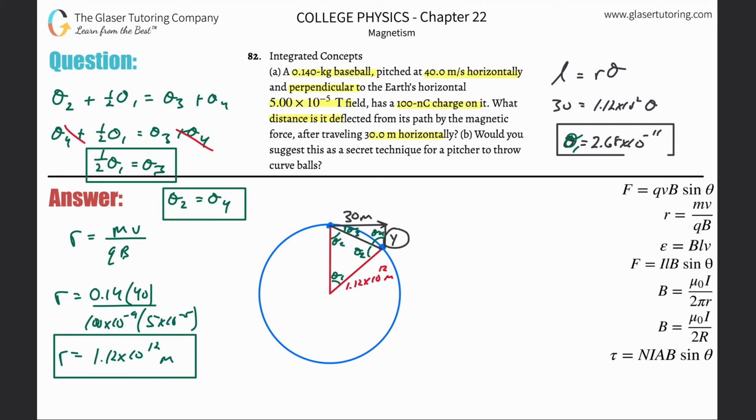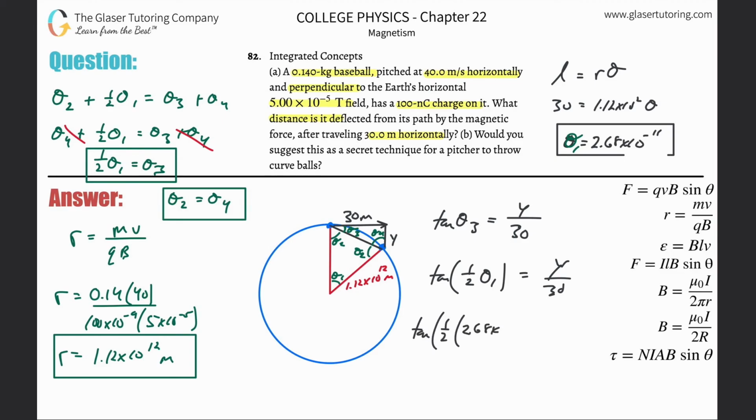Now to find y, if I know the measure of angle 3, because that's what we realized, I can just do a tangent, because I know that particular side in relation to the angle theta 3. So the tan of theta 3 is equal to the opposite side of y divided by the adjacent side of 30. Angle 3, remember, was half of theta 1, so I'm going to do that substitution. Then I'm going to plug in the value of theta 1 because we found it. It was 2.68 times 10 to the minus 11th, up there on the top right. And that's going to be equal to y over 30.